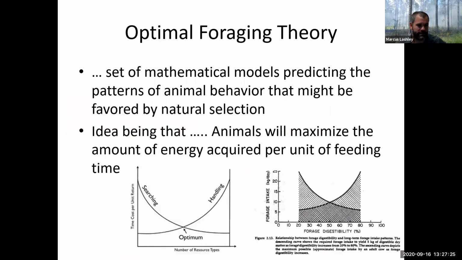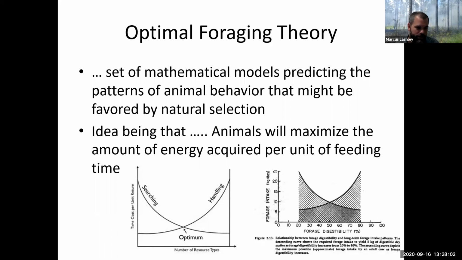One of the most successful ways that we've thought about foraging is through the optimal foraging theory. And this is basically just some mathematical models that predict how animals should behave in particular instances based on the idea that natural selection should favor animals selecting the diet that gets the most energy for the least energy expenditure. That's essentially what we're talking about. They'll maximize the amount of energy acquired per unit of feeding.